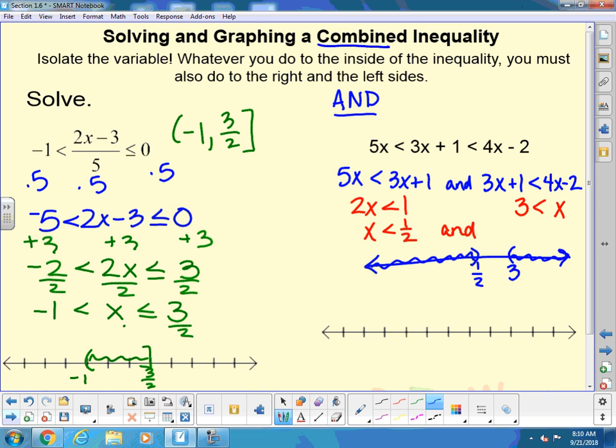If this was an "or" statement, both the pieces that were shaded would be part of my solution. But it's an "and" statement, so we're concerned about what they have in common. What do these two pieces have in common? Absolutely nothing. So my answer is no solution. If I'm asked to graph that on a number line, I leave my number line blank because there are no solutions.